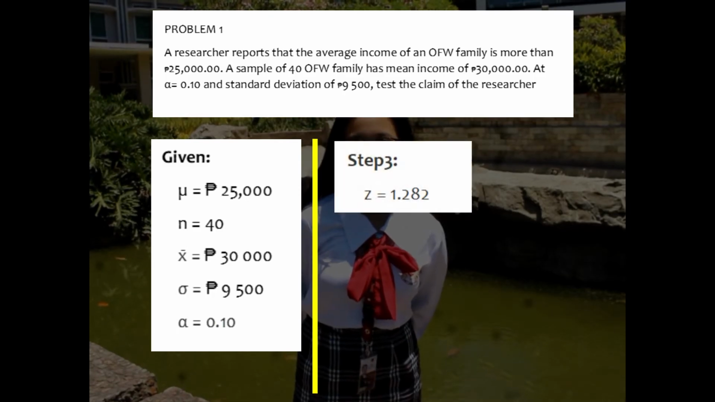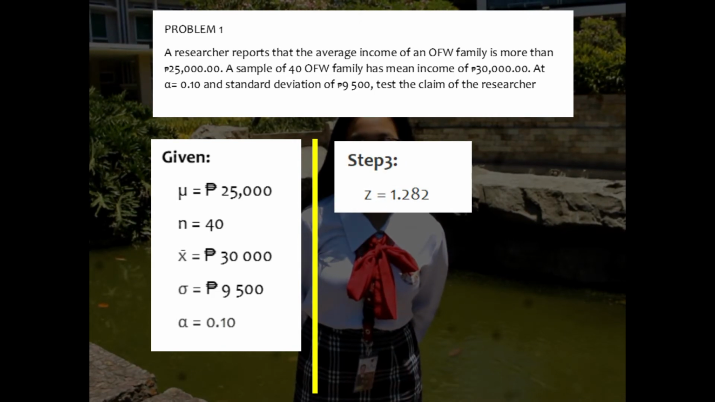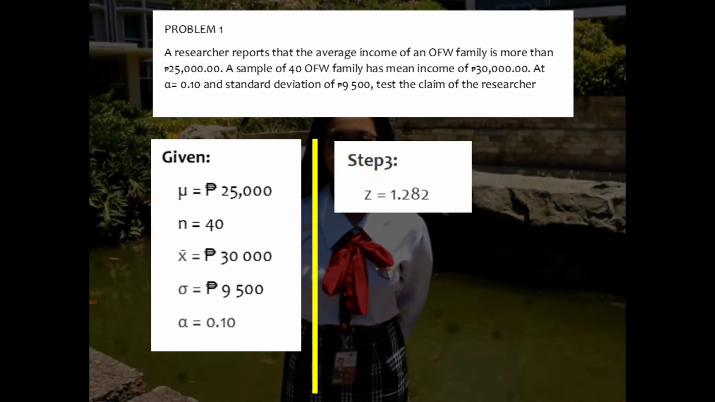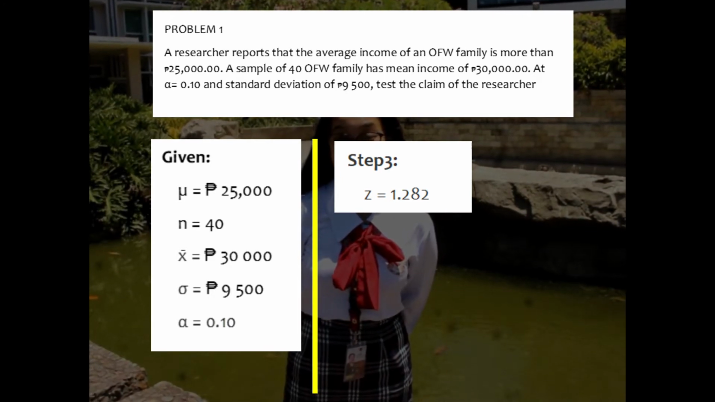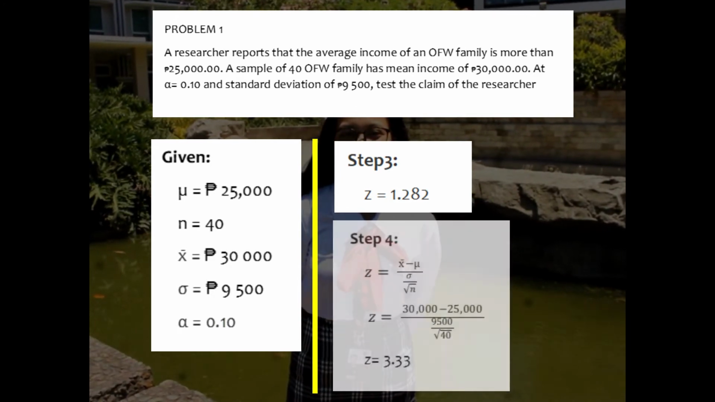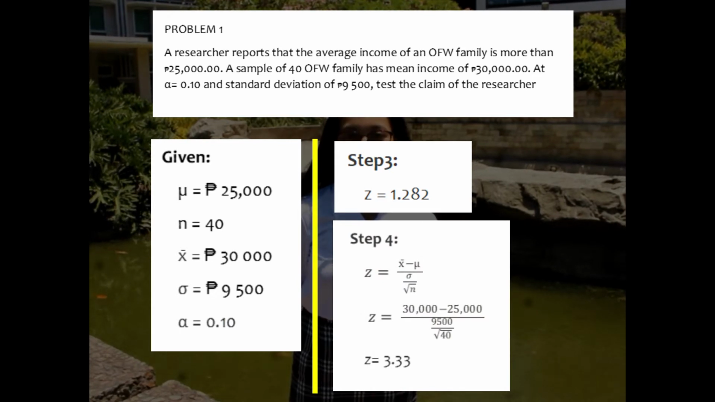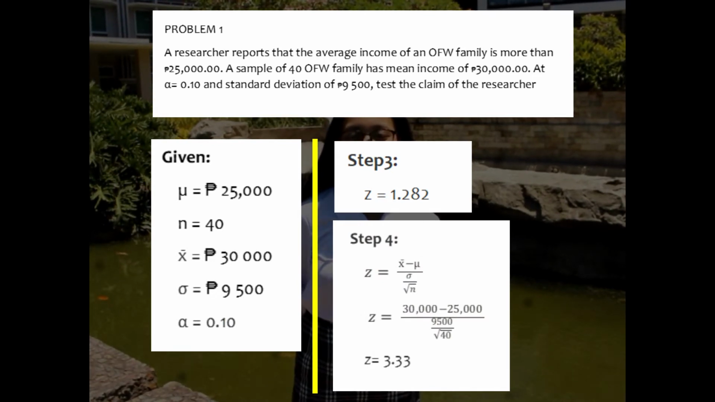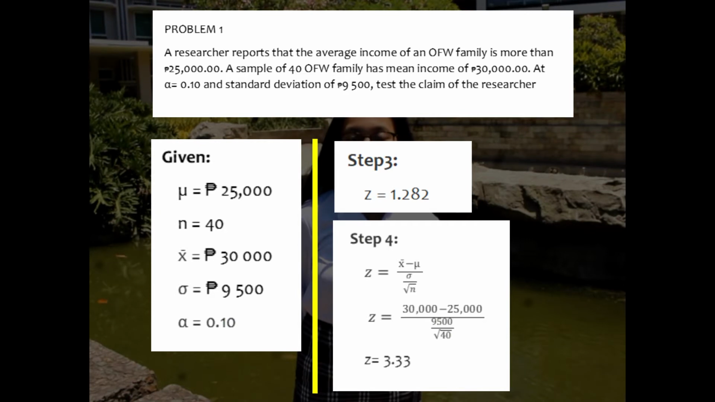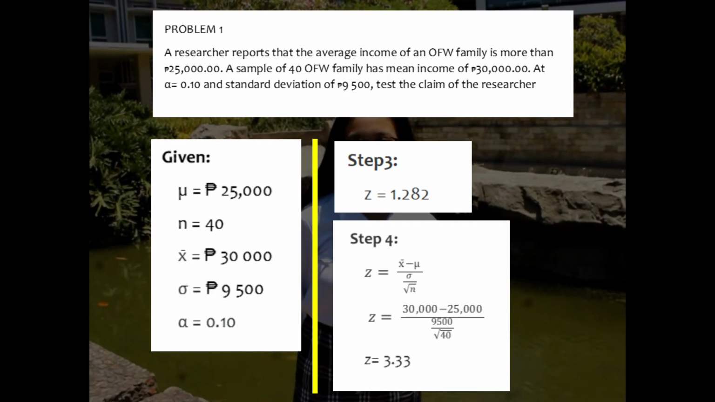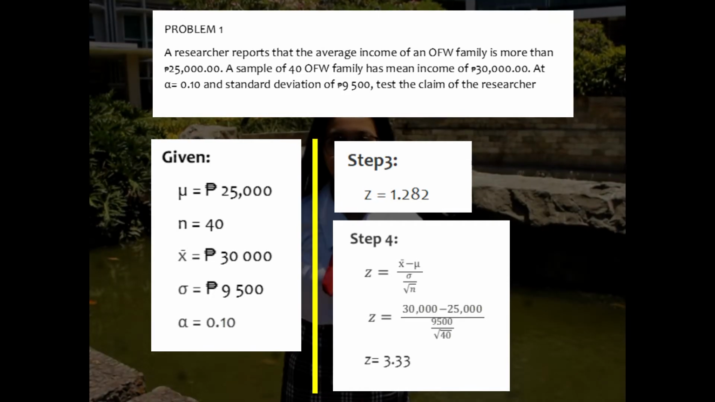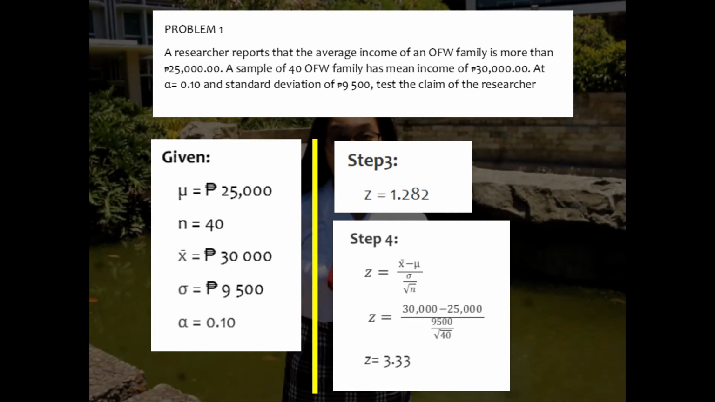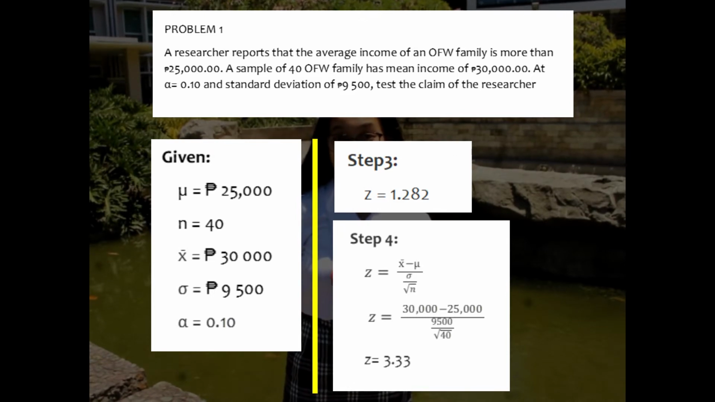Step 3. The Z value. Using the table, find the appropriate Z value that corresponds to 0.10, or the alpha. Z is equal to 1.282. Step 4. Solving for the Z value. The formula is Z is equal to X bar minus mean over standard deviation over square root of n.